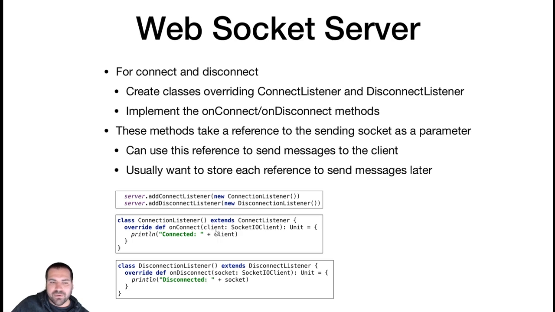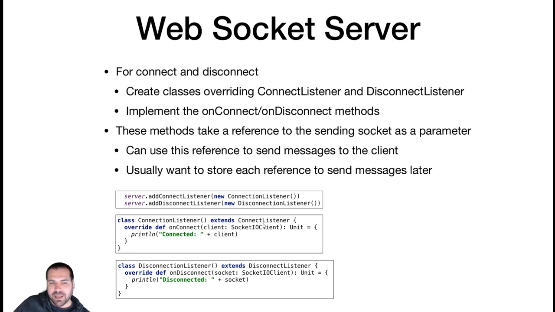So we have a reference to their socket, and then we do whatever we need to do. Here, I'm just printing that they connected. So I'm not really taking advantage of the functionality. I just want to show you the structure for now. So once they connect, I'm just going to print, hey, someone connected. But this is how we do it.